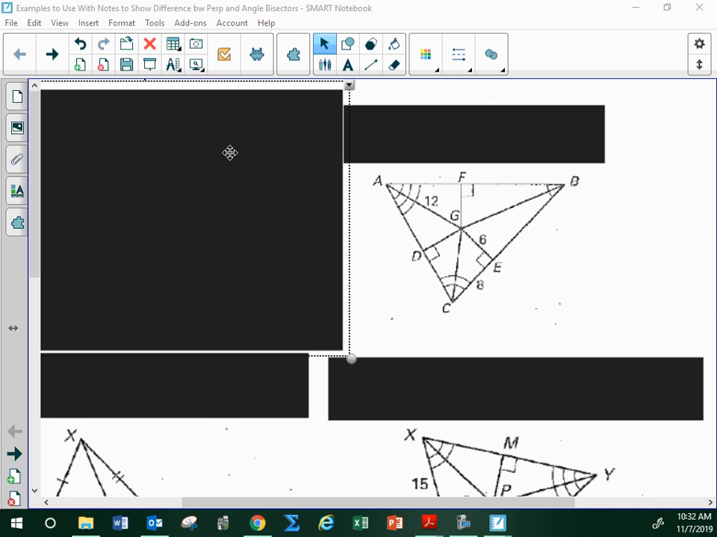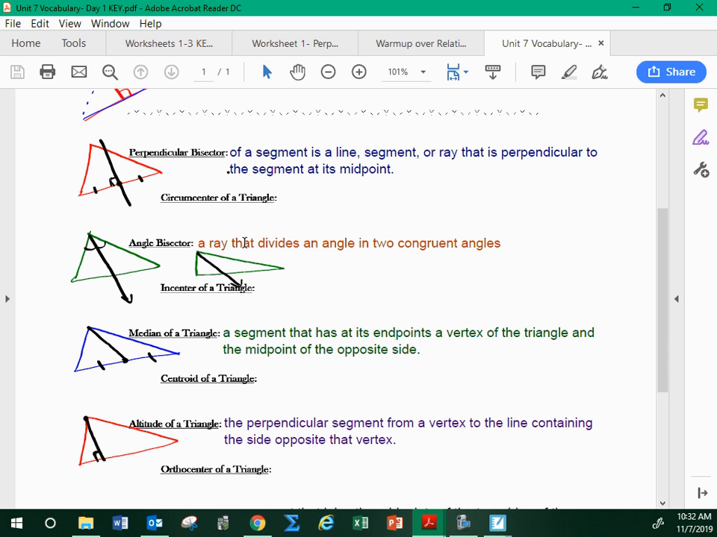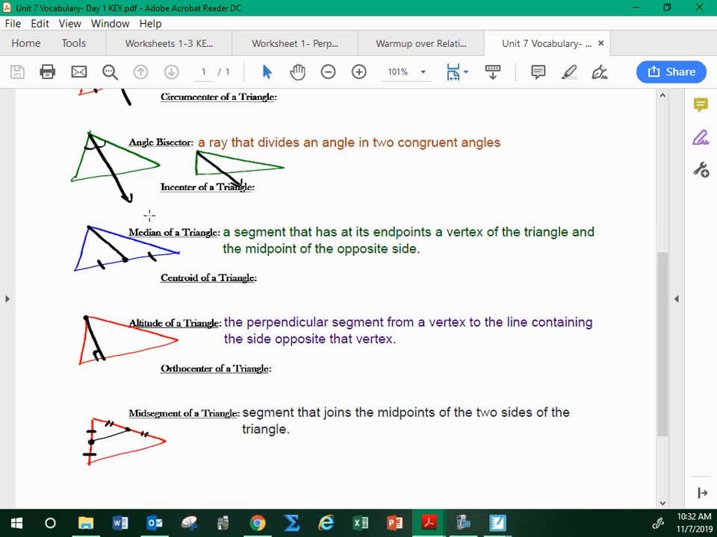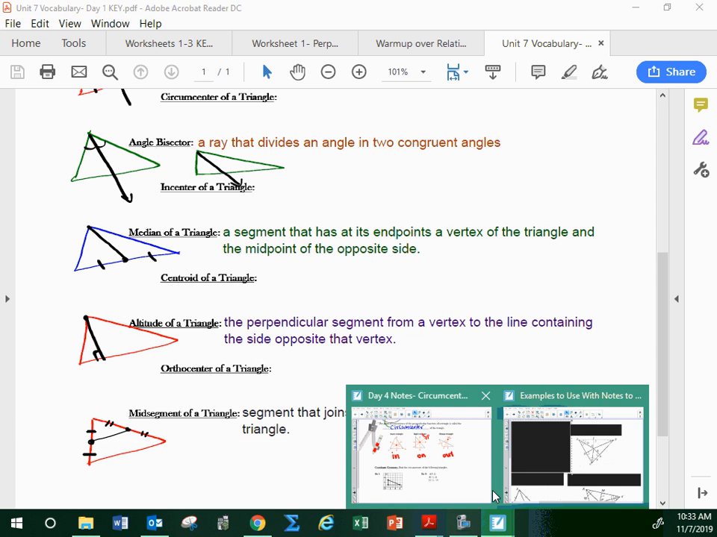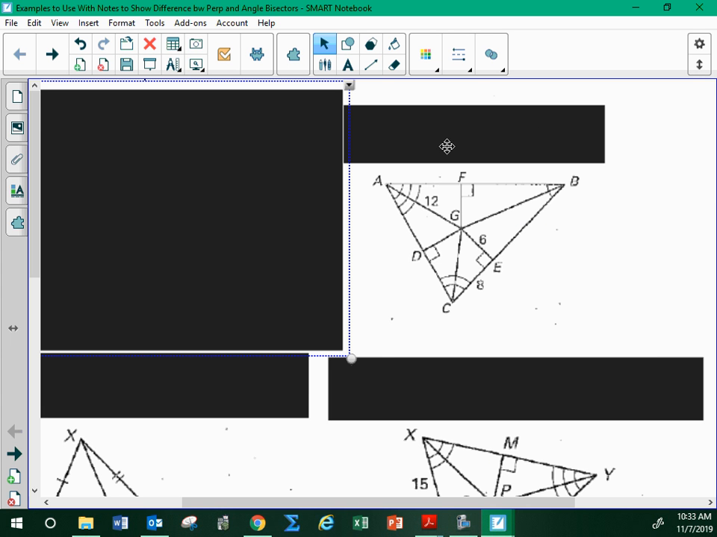So the question was, angle bisector, perpendicular bisector, altitude, medians, or more than one. So again, let's just refresh your memory real quick. Perpendicular bisector has to be perpendicular and bisect. Angle bisector cuts the angle in half. Median goes from vertex to midpoint. Altitude goes from vertex to other side perpendicular. So taking a look at this one, which one or ones do we have here?